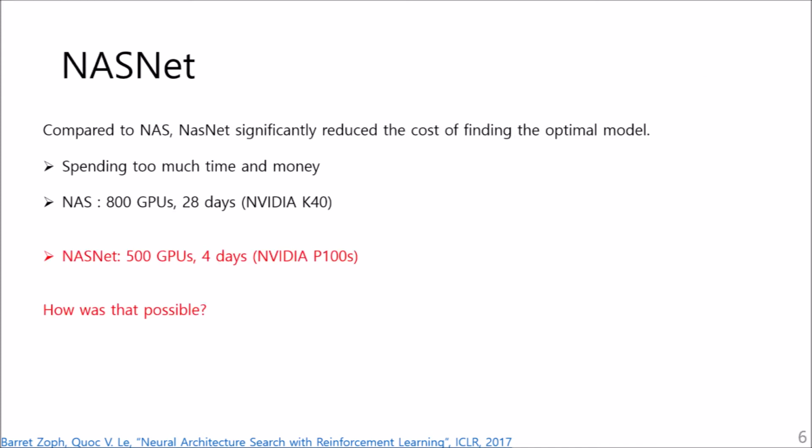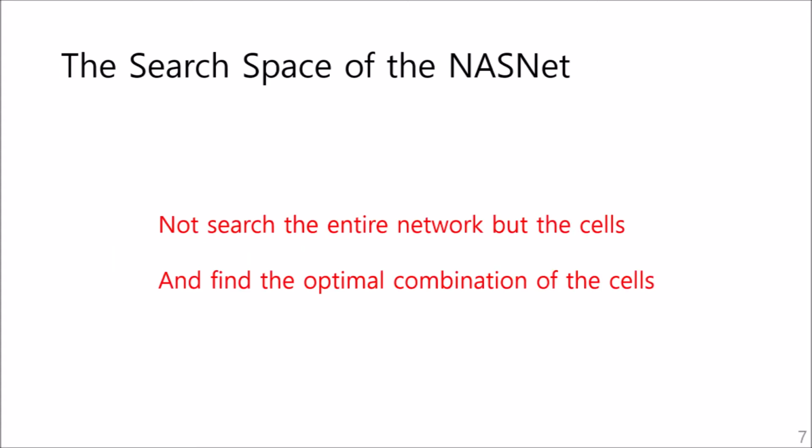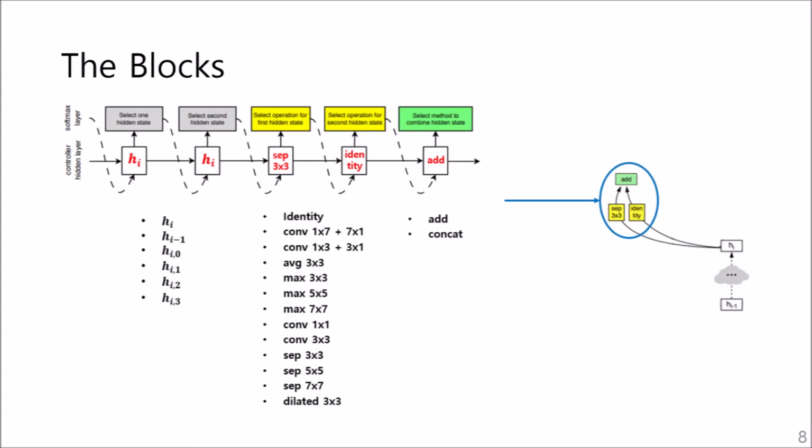Compared to NAS, NASNet significantly reduced the cost of finding the optimal model. How was that possible? That is because the search space was decreased. Instead of searching the entire network, they search a small unit and find the optimal combination of them. In other words, they find the network in a bottom-up method.